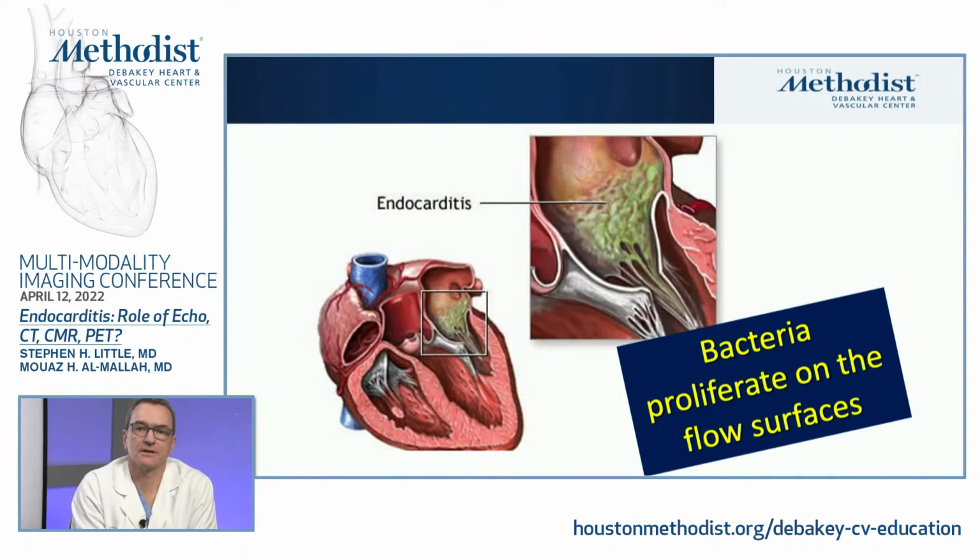So I mentioned this already. This is a graphic to really emphasize where the bacteria seed on the flow surfaces. So the atrial side of mitral and tricuspid valves, the ventricular side of aortic and pulmonic valves. So when you can identify the vegetation before any significant destruction has occurred, typically it's on the flow surface.